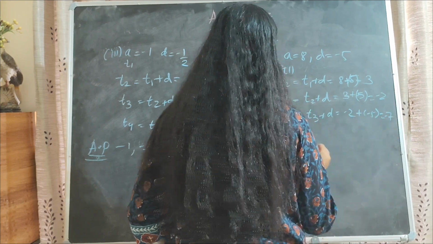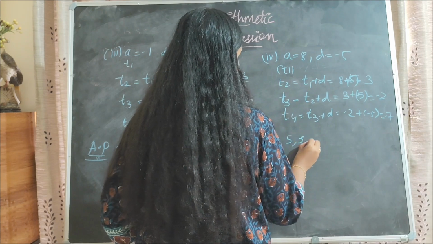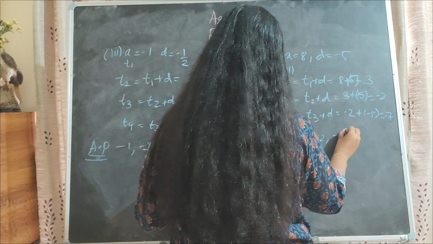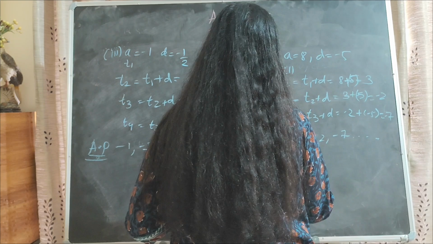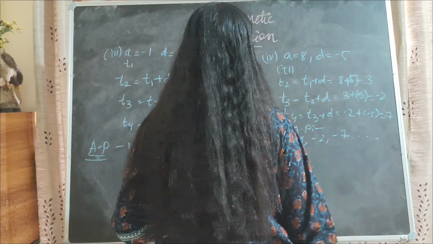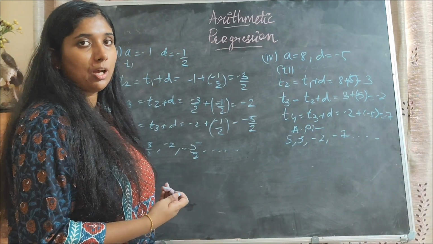So 8, 3, minus 2 and minus 7. This is the arithmetic progression. Okay, please note this down.